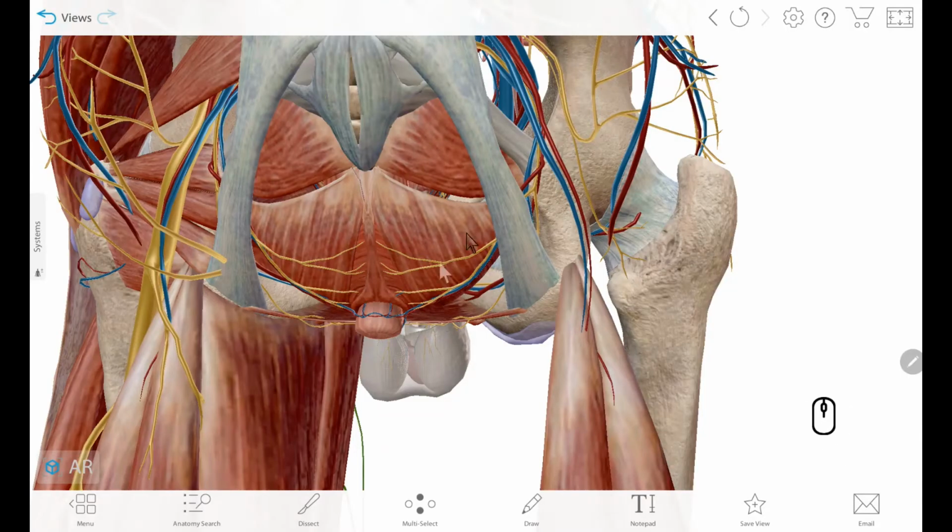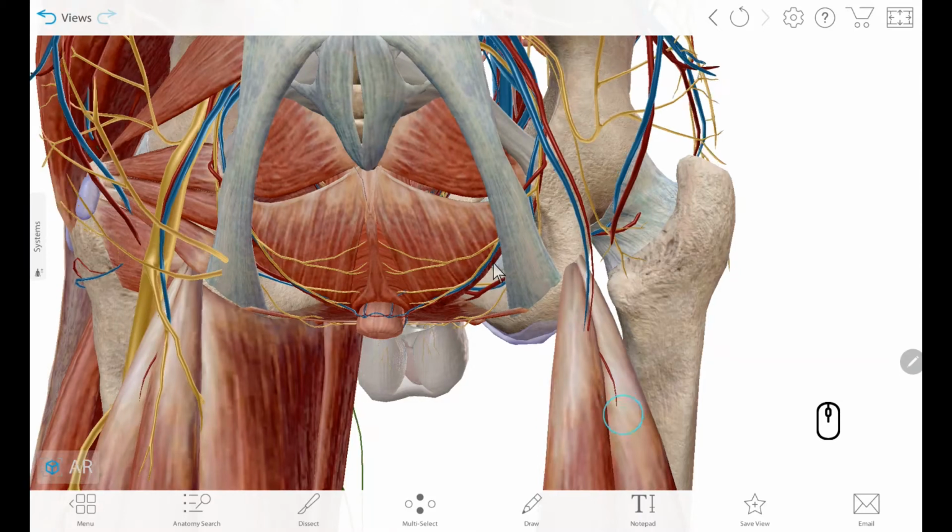The topic of our discussion in this video will be the ischioanal fossa. So the ischioanal fossa is a diamond shaped fossa situated on either side of the rectum. This is the rectum, and the ischioanal fossae are situated on either side of the rectum. Let's see the boundaries of the ischioanal fossa.